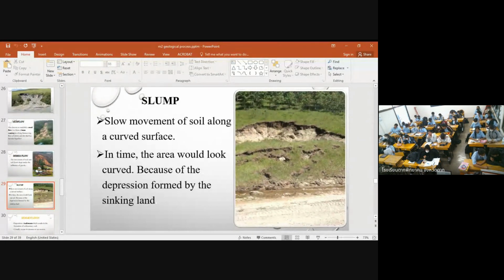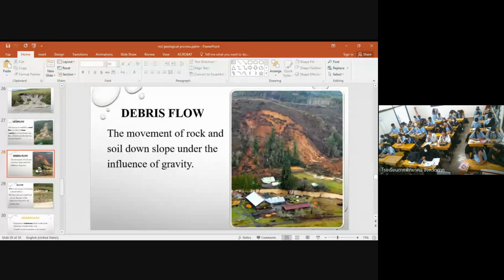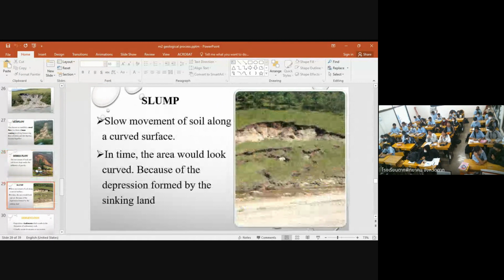Again, what are the three types of mass wasting? The first one we have mud flow, debris flow, and the last, slump. Okay.